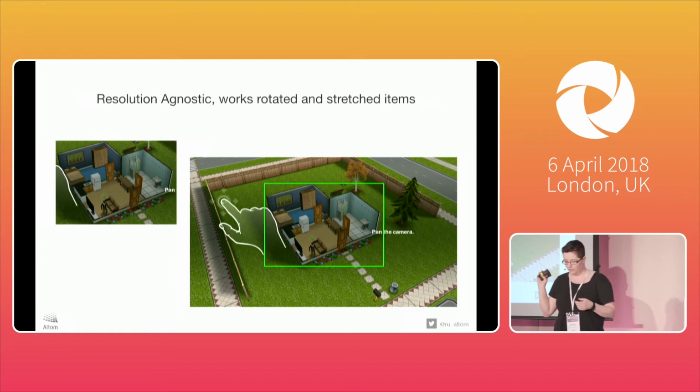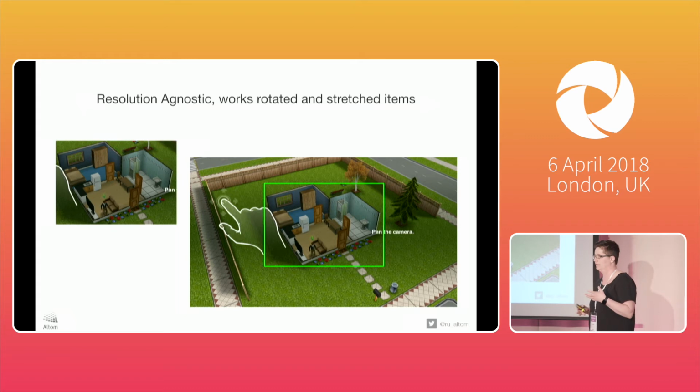The algorithm that we used is an open source version of the many choices that OpenCV has. It was called Akaze, which had all the properties that we were looking for. It was resolution agnostic and worked at different angles and so on.